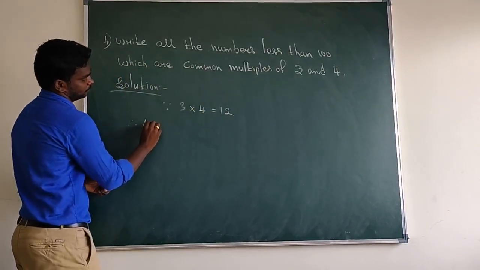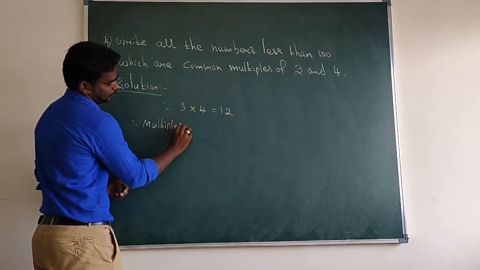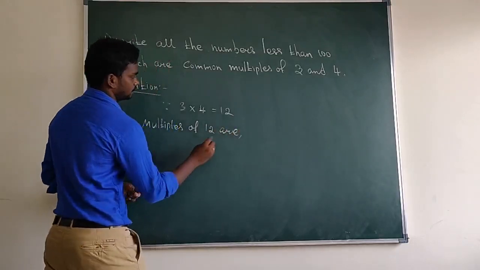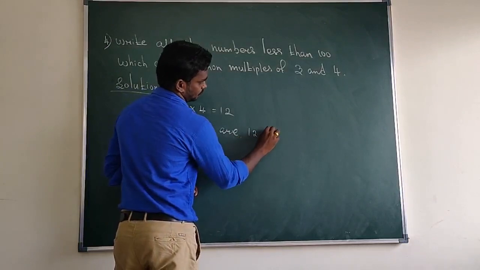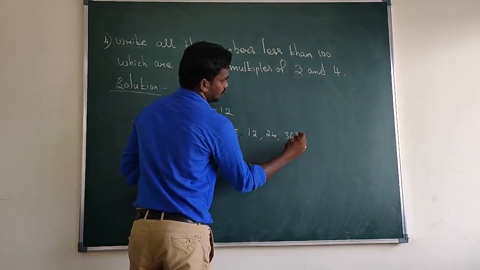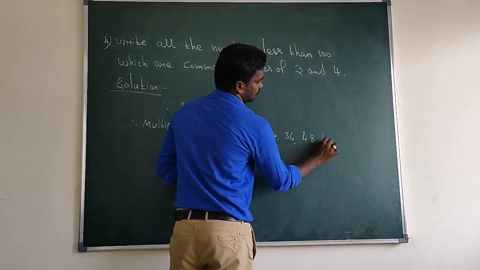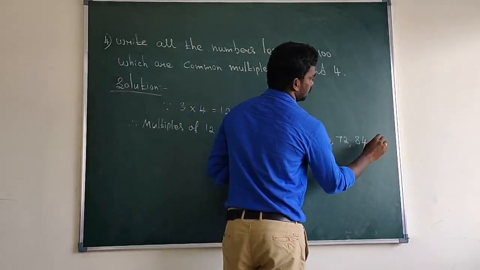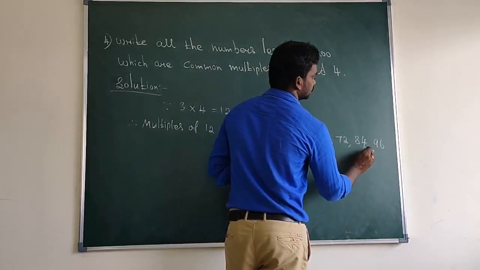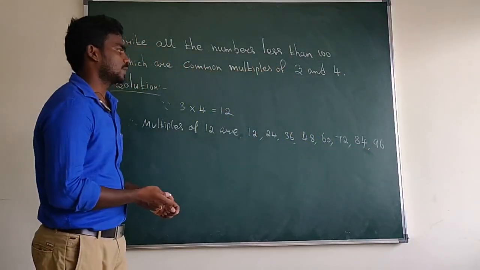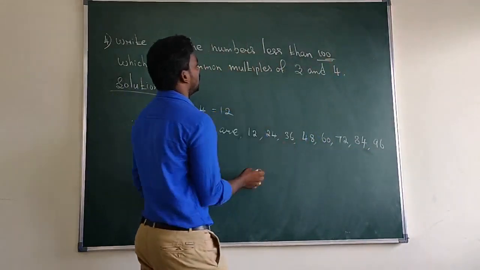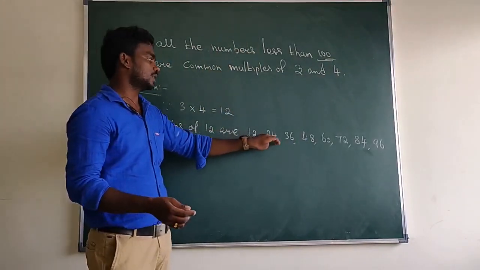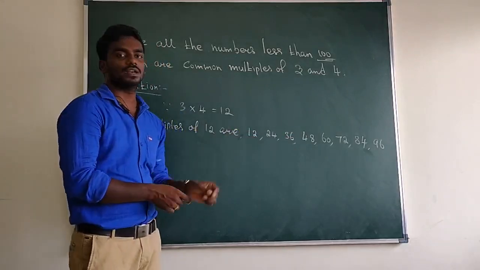Therefore, what are the multiples of 12? That is 12, 24, 36, 48, 60, 72, 84, 96. So after 96 the multiples of 12 are more than 100. We want to find the values less than 100 only. So 3 into 4 is equal to 12. Therefore the multiples of 12 are 12, 24, 36, 48, 60, 72, 84 and 96.